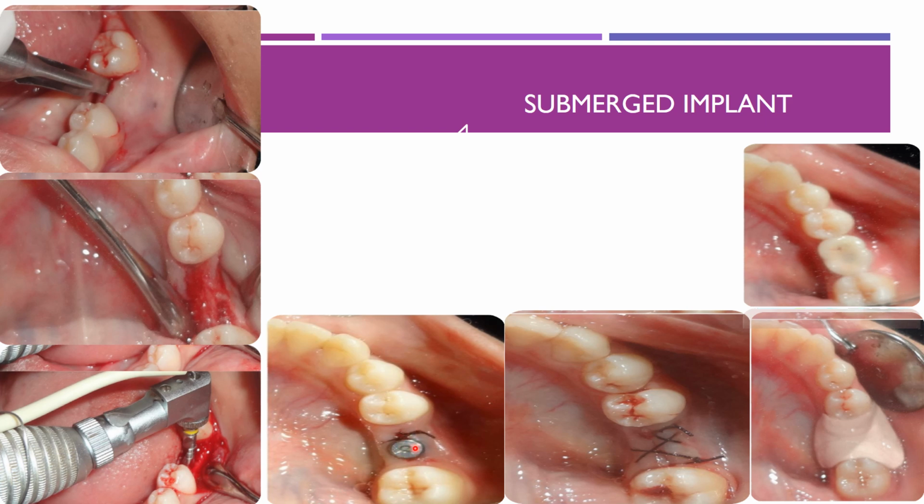You can see that it is a submerged type of implant. Then the soft tissue will be covering it with sutures. Then the cover screw has been given, and this is the post-operative view after the crown placement.